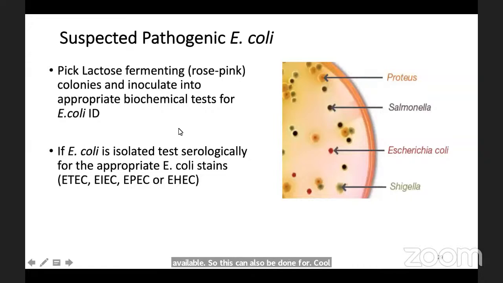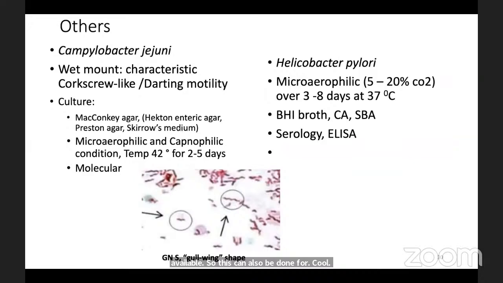Then there are other pathogens as well, Campylobacter jejuni and H. pylori, which can all be cultivated from stool. But usually their cultivation or their growth is a bit difficult. C. jejuni grows at 42 degrees Celsius, and it can take like 2 to 5 days to grow. But usually molecular methods of identifying them are used, or the almighty Gram stain can identify it.